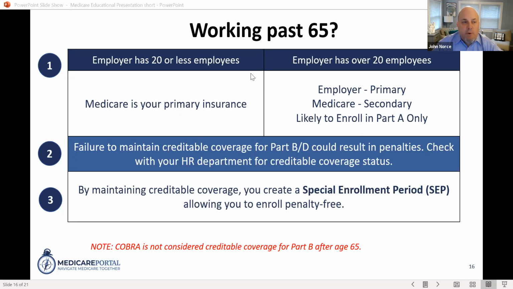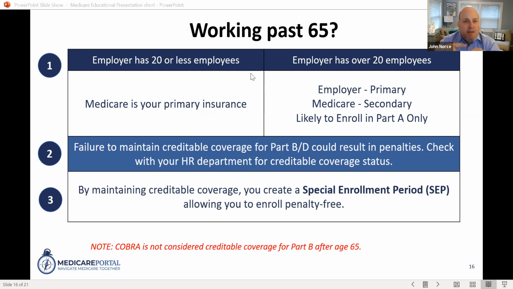When you're over 20 employees, your health insurance is your primary payer. And if you decided to enroll in Part A, for example, which costs nothing, Part A would become a secondary payer. So if you worked for a large corporation and went into the hospital, that claim would go to your health insurance company first, and they would adjudicate that claim by sending it to Medicare to pay Part A. And then if anything was left, you would be the third payer on that claim.